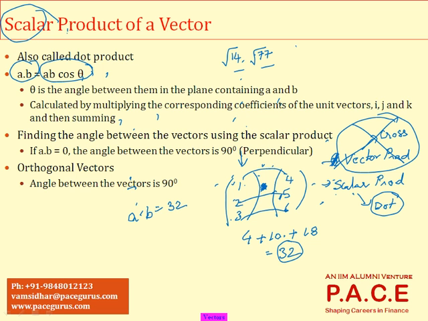A dot B equals |A||B| cos theta, where theta is the angle between these two vectors. So in this example, we know that 32 equals square root of 14 into square root of 77 into cos theta. From here, I can find cos theta. Cos theta equals 32 divided by square root of 14 into square root of 77.